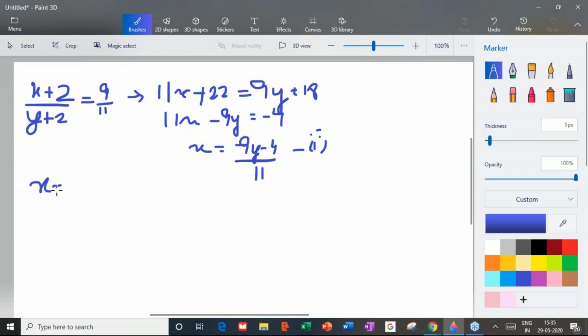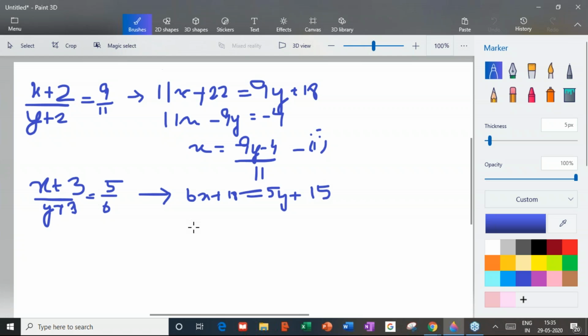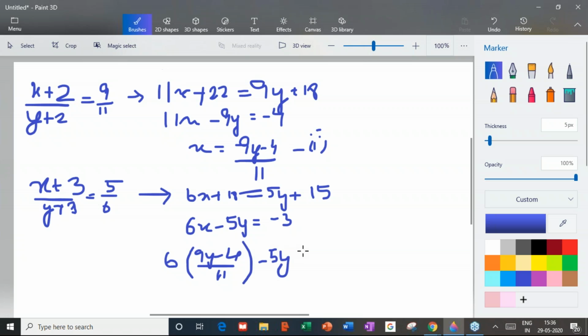Yeah, the second one is x plus 3 by y plus 3, giving you 5 by 6. Right? Again cross multiply. 6x plus 18 is equal to 5y plus 15, or 6x minus 5y is equal to minus 3. So it becomes plus 15 minus 18, right? Now I'm going to substitute the value of x in this. So it will become 6 times 9y minus 4 by 11, minus 5y is equal to minus 3. Or it will become 6 nines are 54.